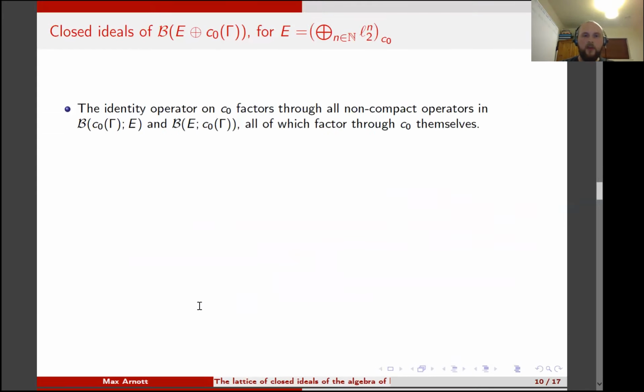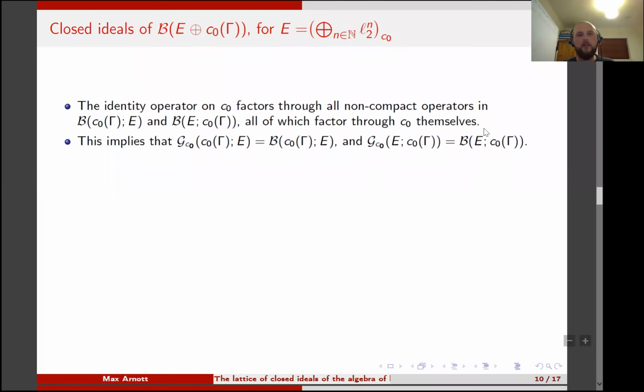So the identity operator on C0 factors through non-compact operators on the operators going from C0 gamma to E and from E to C0 gamma, all of which factor through C0 themselves. I haven't proved that here. You do have to do a little work to prove it, but it's nothing crazy. This implies that all of the operators are the operators factoring through C0.